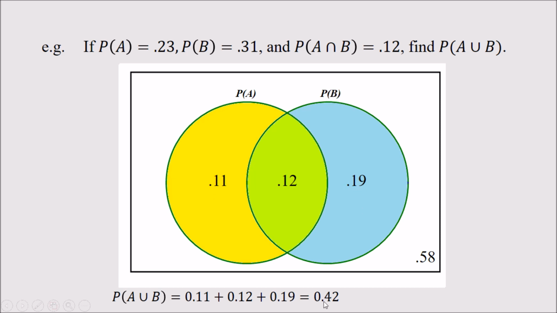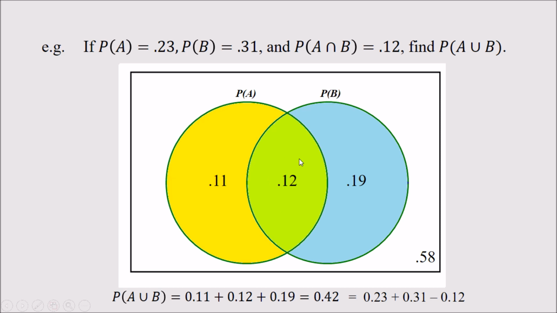Now look closely down here at the bottom of my screen, because without having to draw a whole Venn diagram, I could have taken the probability of A, which is 0.23, the entire circle on the left, that includes the yellow and the green, plus the probability of B, which was 0.31, the circle on the right, which includes the blue and the green again, minus the probability of the intersection.